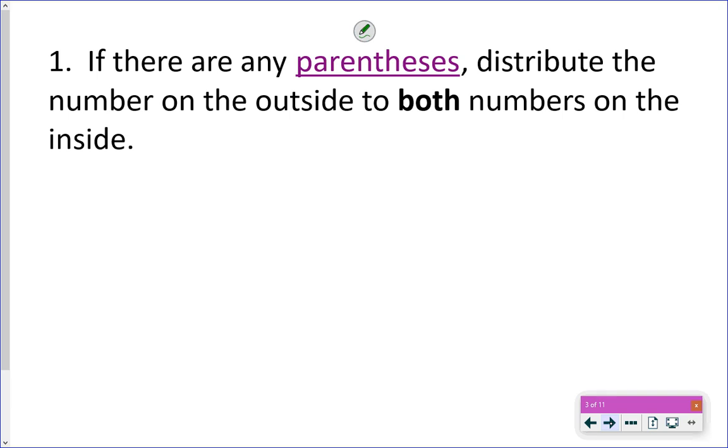So first we're going to start with the steps to solving these. You're going to want to write these down. So go ahead and pause the video because I'm not going to have long pauses for you to write down. So the first step, if there are any parentheses, distribute the number on the outside to both numbers on the inside. So if something's underlined in these steps, that means it's important, so you need to underline it when you write it down as well. So that's step 1.